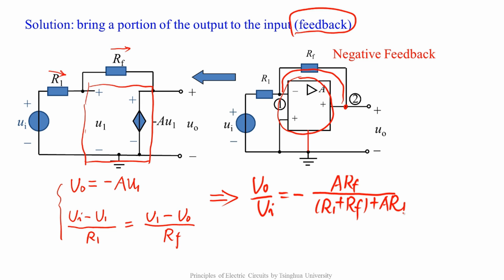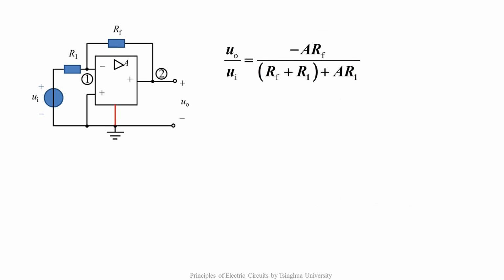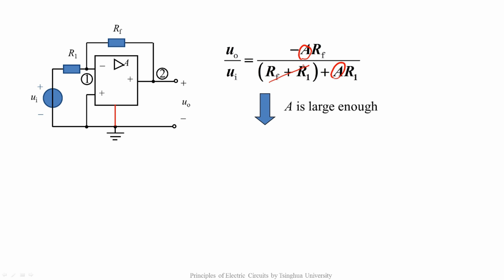Okay, let's see, if the value of RF and R1 is suitable, along with the fact that A is very large, about 10 to the 5th to 10 to the 8th, we will find that RF minus R1 can be omitted in the formula when A is large enough. By removing A, we obtain that UO over UI equals minus RF over R1. From this expression, you can see that the open loop voltage gain has no effects on the relationship between UO and UI.